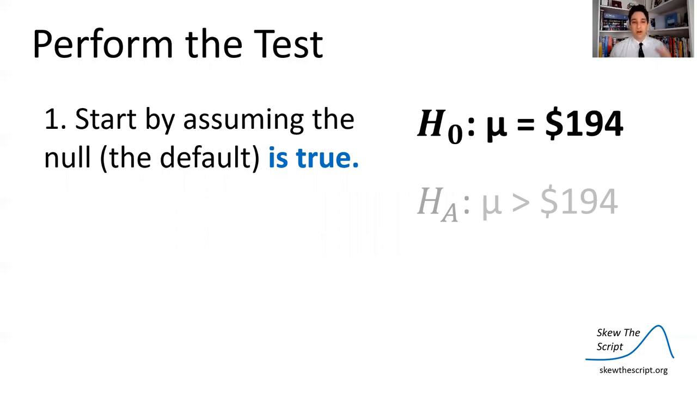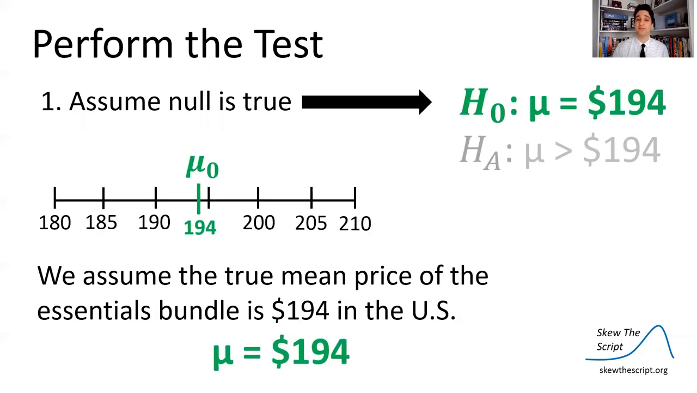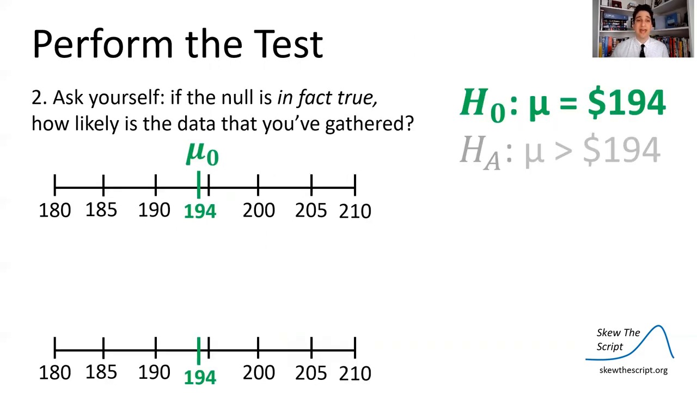So let's start, as always when performing a hypothesis test, by assuming the null is true. We're going to assume that the true mean price of these groceries is $194. So we always start by assuming the null is true. So for US stores, the essential-only bundle, the actual true average is no more than $194. So we're going to assume it's true. And we're going to ask ourselves, if the null is in fact true, the true mean is 194, how likely is the data that we gather?